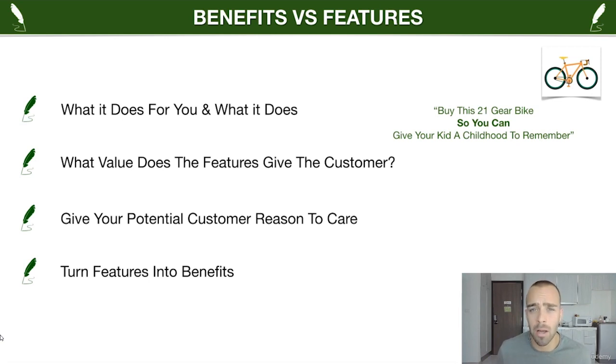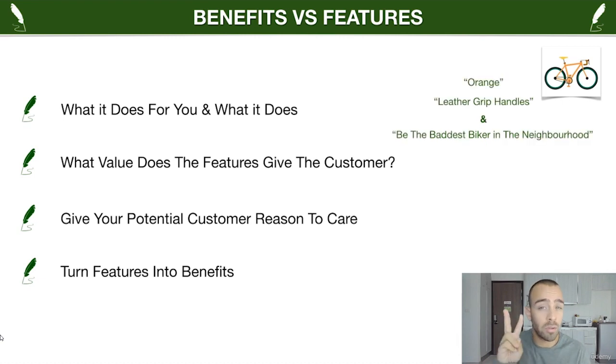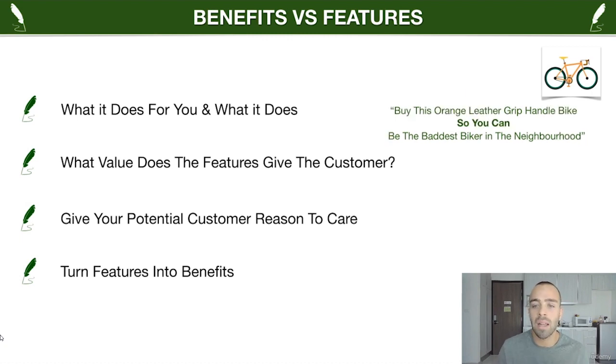Now let's give you another example. So this could be that we're having two different features. Could be that it's orange and that it has leather grip handles. And then we put it together with a benefit that would be the baddest biker in the neighborhood. I mean, who doesn't want to be the baddest biker in the neighborhood, right? So let's put this together in a sentence, and it could look something like this: Buy this orange leather grip handle bike so you can be the baddest biker in the neighborhood. How awesome! We are taking two features and putting them together with a benefit.